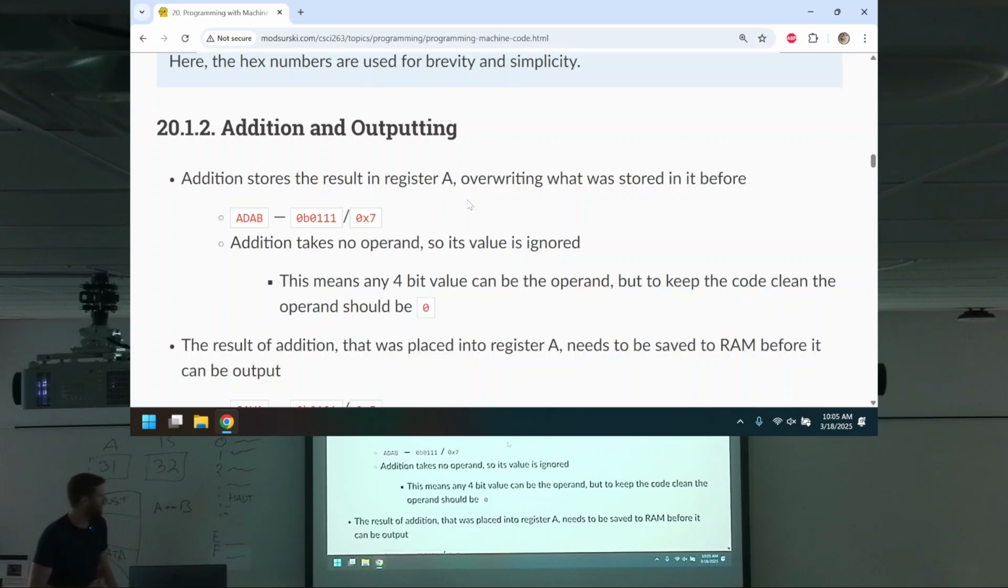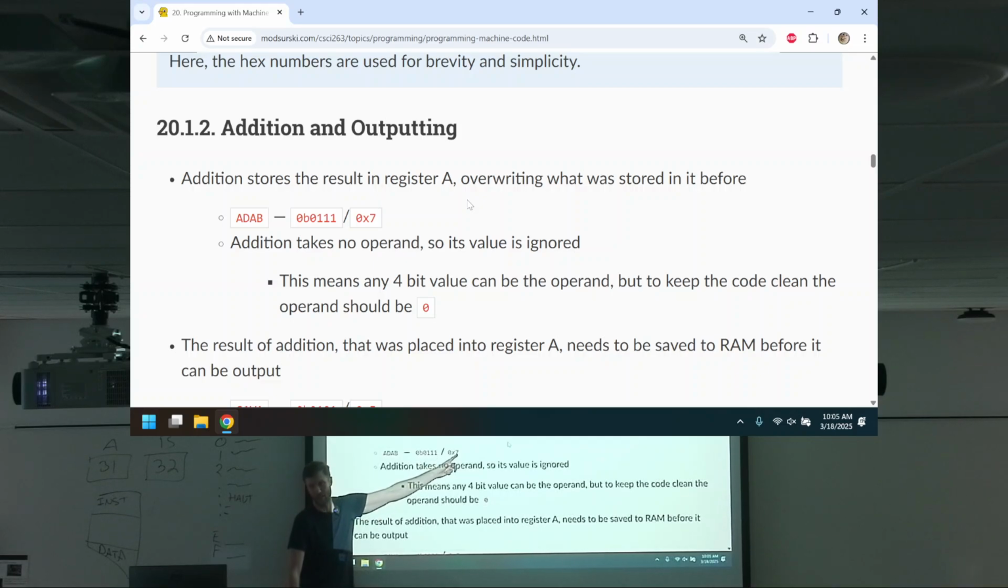At the end of the day, it didn't matter. It's just a label, just a little tag there, that's all. But just to give you a sense of why I did it that way. It was arbitrary-ish. All right, so ADD AB. That's the instruction's operator pattern. It takes no operand, its value is ignored.